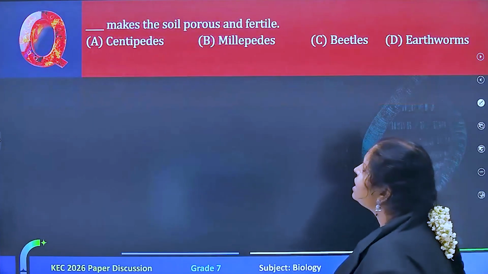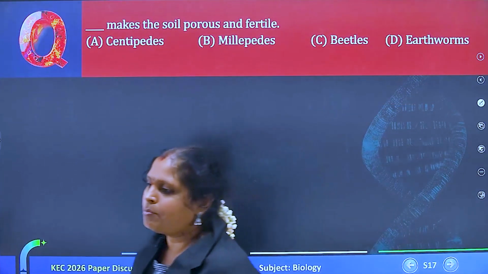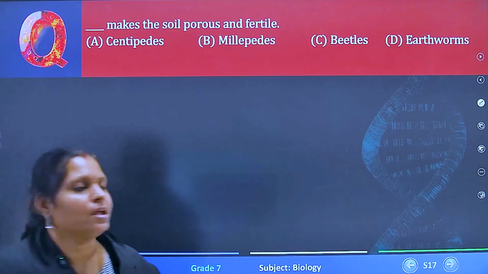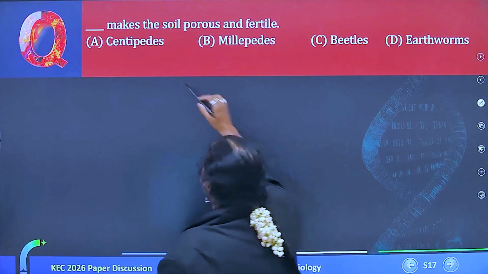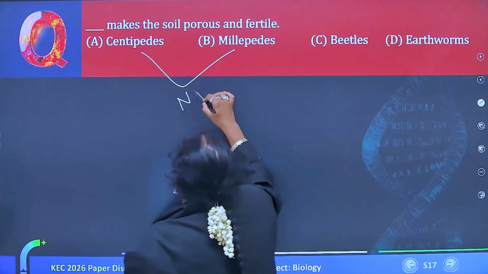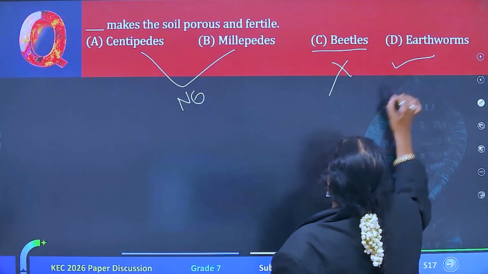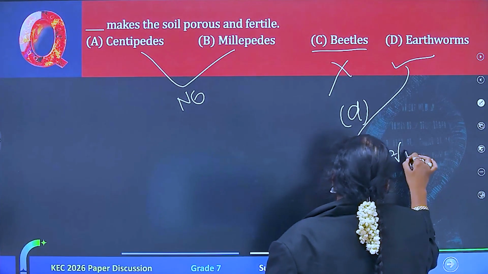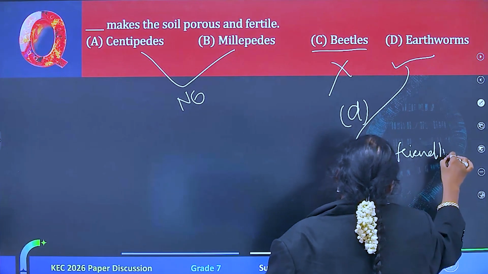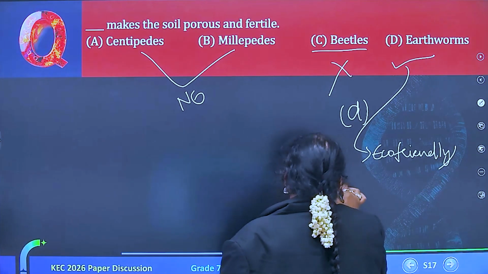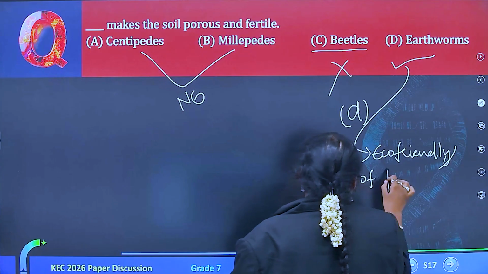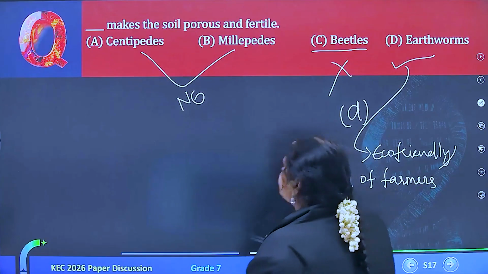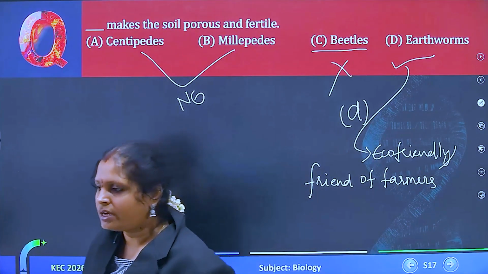Coming to the next question, dash makes the soil porous and fertile. Can anyone tell me? Centipedes, millipedes, no, wrong. Beetles, no. Earthworm is the correct answer, because earthworm is eco-friendly, and we also call it the friend of farmers. Do you understand? So earthworm is the correct answer.